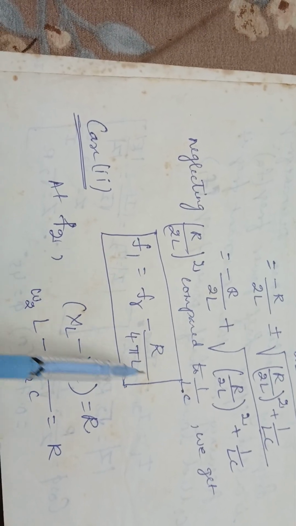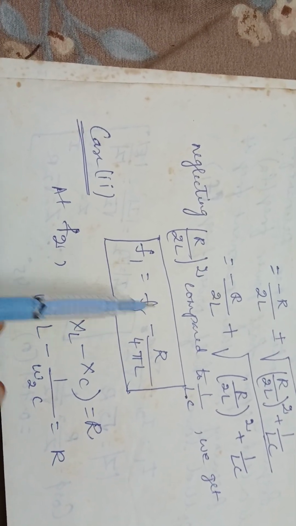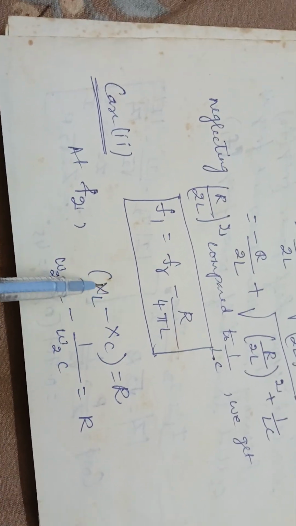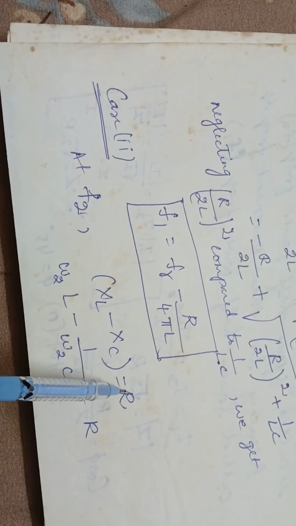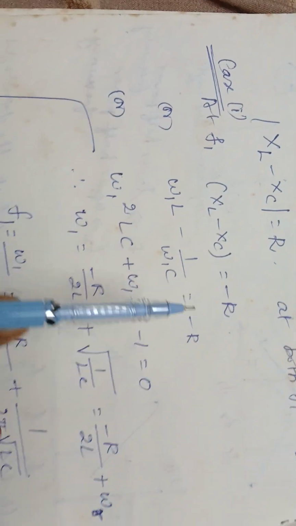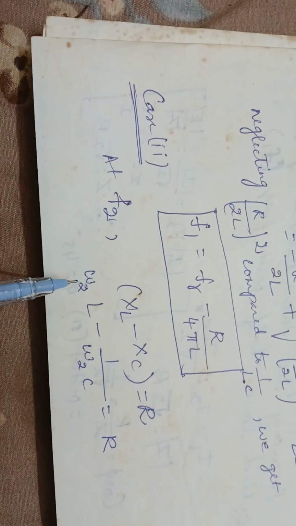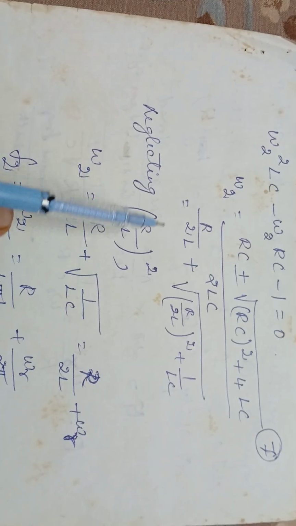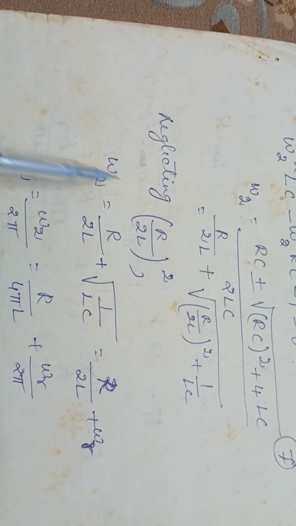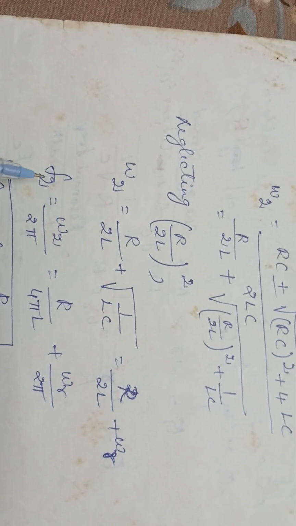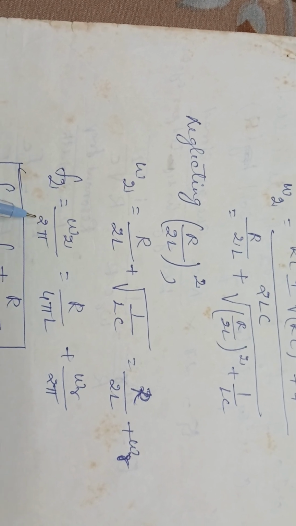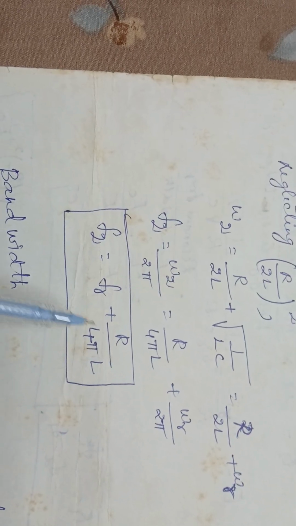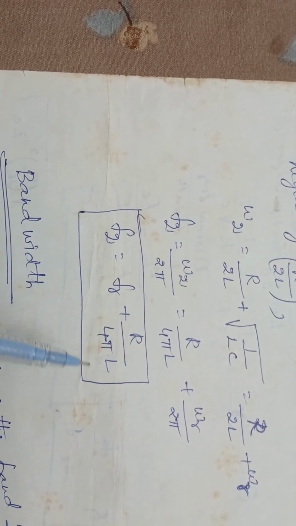This is the lower cutoff frequency, and case 2 is F2, the upper cutoff frequency. XL minus XC is equal to R. In the previous case it was minus R, the lower cutoff frequency. Simplifying and substituting, we find omega 2. F2 is equal to omega 2 by 2 pi. Substituting this value, we get F2 is equal to FR plus R divided by 4 pi L.